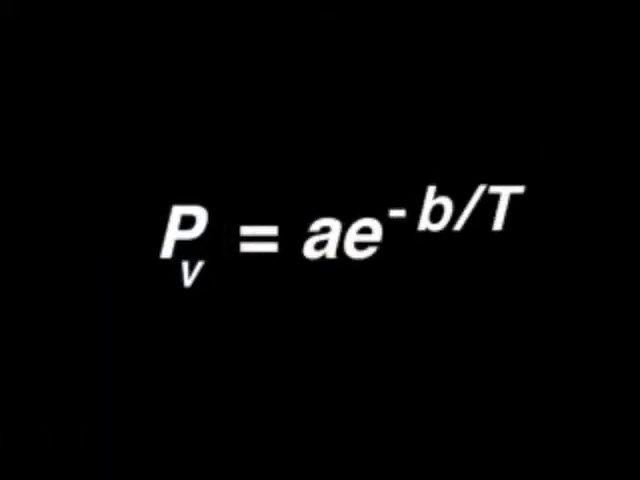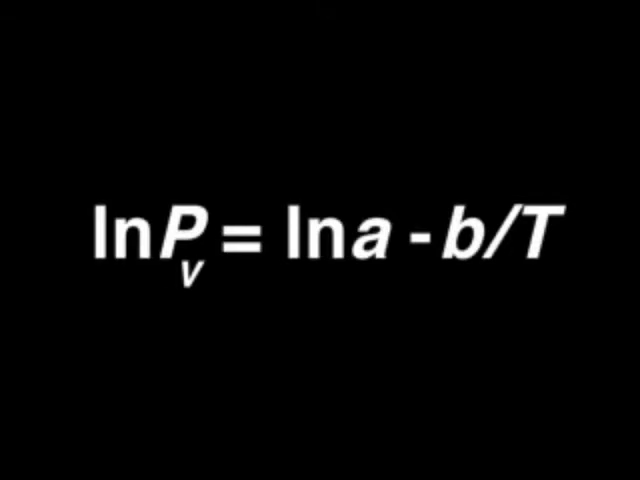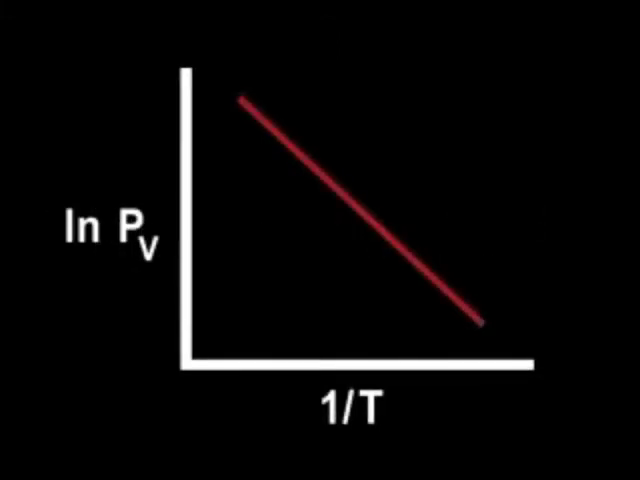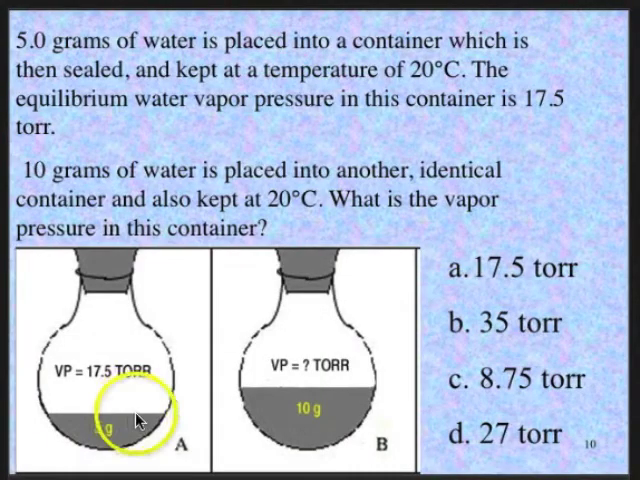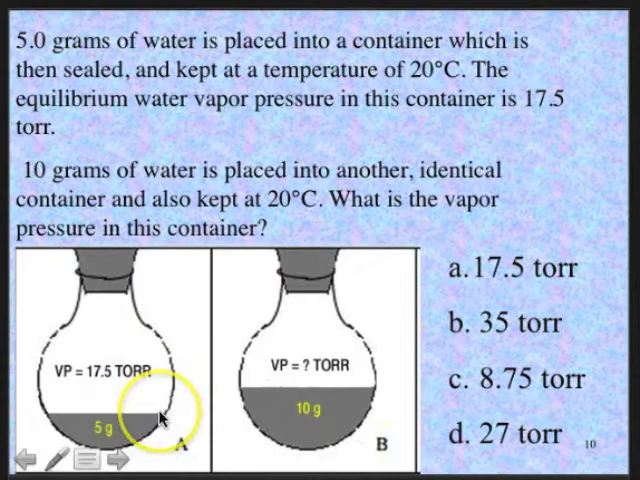In this equation, A and B are constants that differ from one liquid to another. The absolute temperature is expressed in kelvins. When we take the natural log of both sides, we obtain this equation. It tells us that a graph of log vapor pressure versus the reciprocal of the absolute temperature should be a straight line.